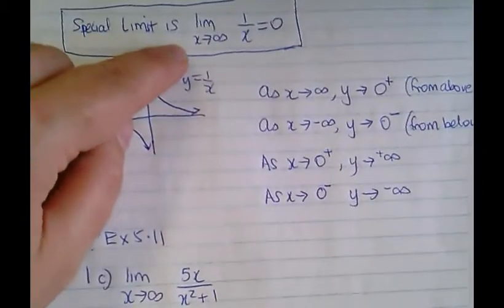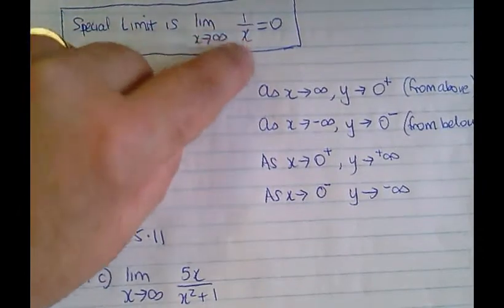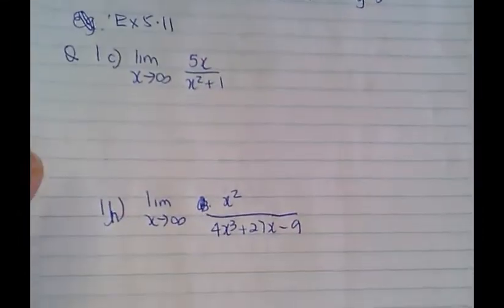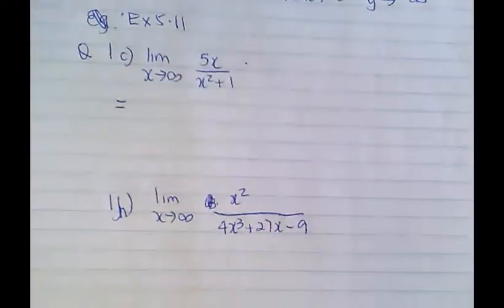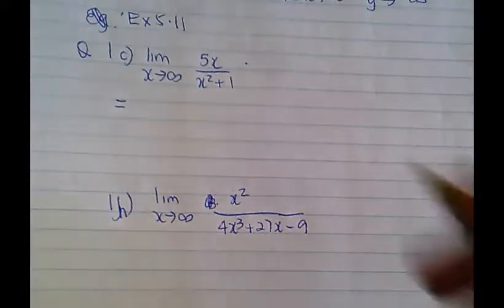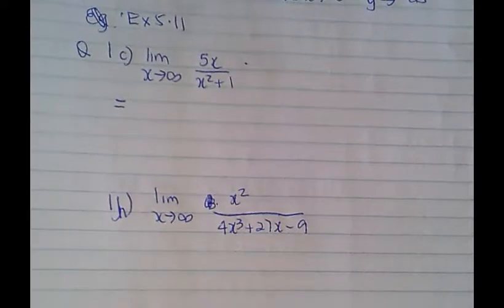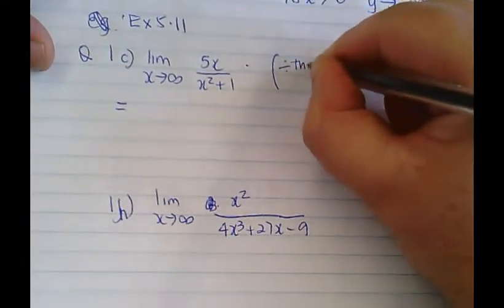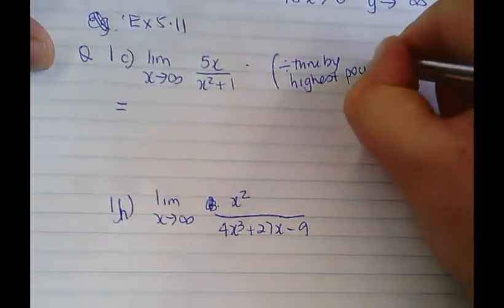We want to be able to use the result. We want to be able to substitute into things of the form 1 on x or 1 on x squared. At the moment, we can't see that. So to do these sorts of questions, there is a rule. We need to divide by the highest power. Always divide by the highest power in the denominator. So we're going to divide through by the highest power in the denominator.